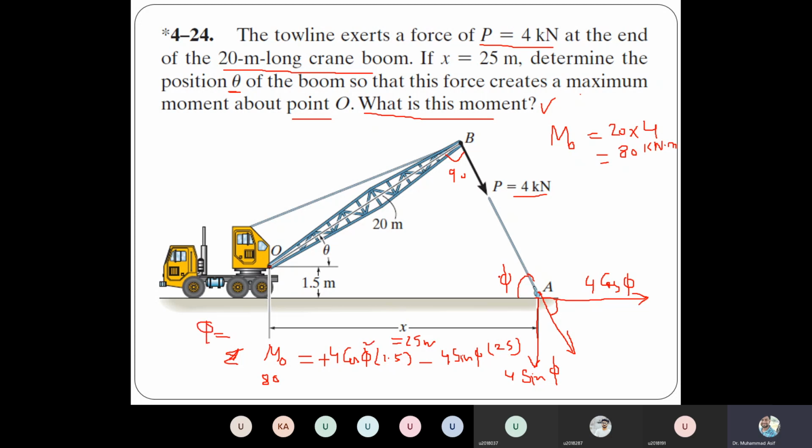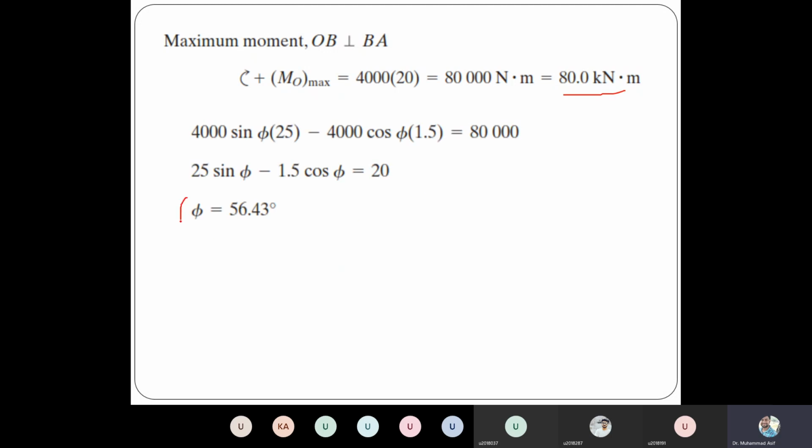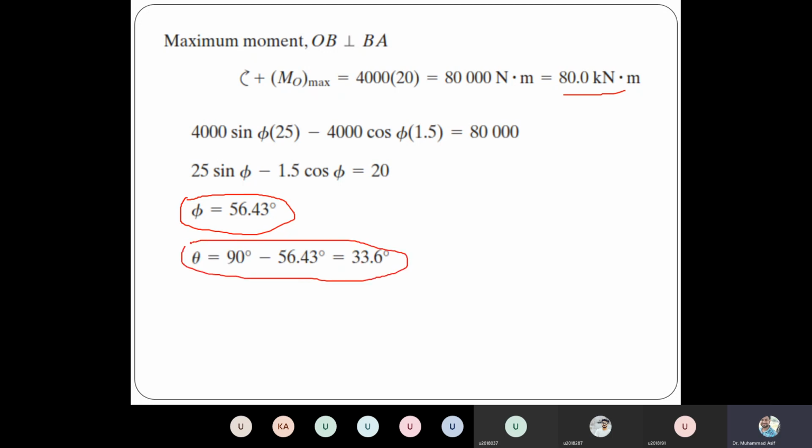So if you simplify this, you can calculate the value of phi, and then we know that in that triangle, the total angle is equal to 180. So if we can calculate that angle phi, and 90 is there, we can calculate the value of theta, right? So here we first calculate the maximum moment, which was equal to 80 kilonewton, and then we calculated the value of phi, which is equal to 56.43, and then lastly we can calculate the value of theta, because one angle is 90 and the one we calculated is 56.43, so the value of the angle is 33.6 degrees. So do you understand?